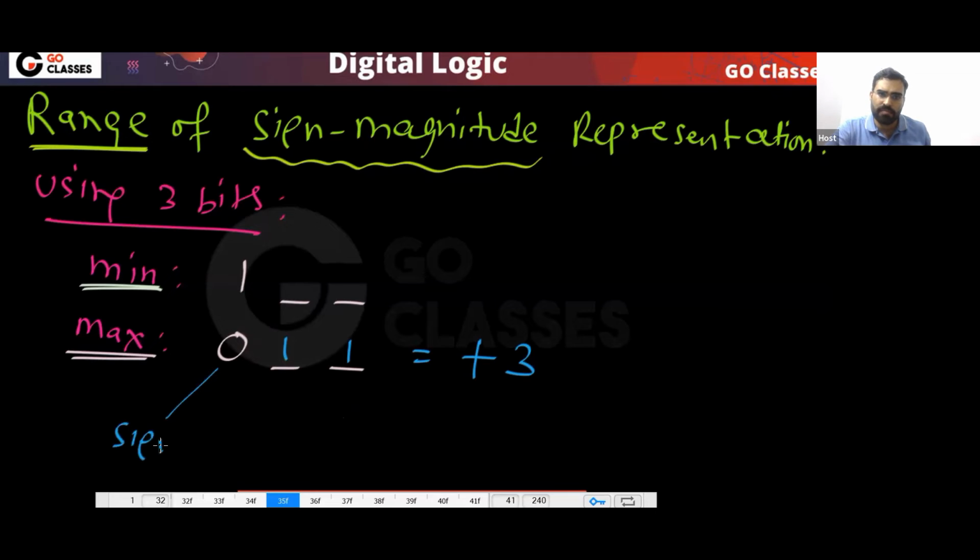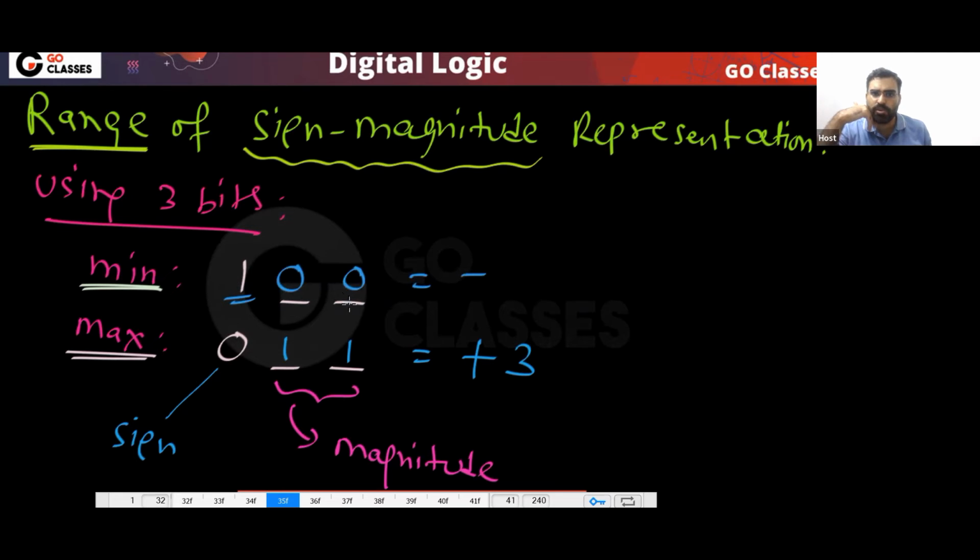This is the sign, and this is the magnitude. The maximum magnitude you can create is 3, and this is the sign. So the maximum number you can represent is plus 3, and for the minimum number the sign means minus. Should I do this? No, this will give me minus 0, but actually this will give me minus 3.